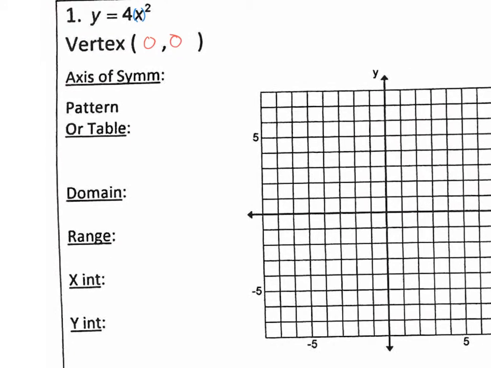And now for the rest. Let's first graph the vertex, the most important point, 0, 0. After that, we draw the axis of symmetry, which happens to be the y-axis itself. And that equation of the axis of symmetry is x equals the x value of your vertex, which is 0, right? So check this out, guys.